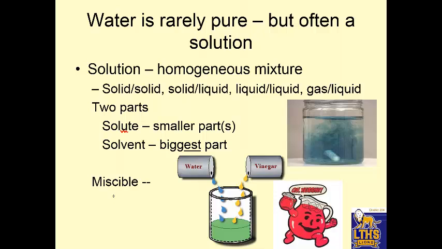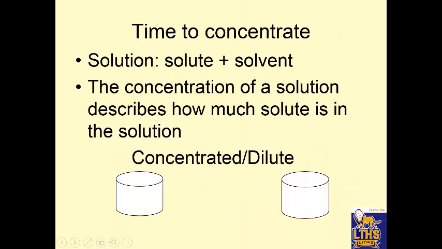Okay, miscible is when 2 liquids can mix. So water and vinegar, when you mix them, it's 2 liquids, so they're called miscible. Kool-Aid, solution. Oh yeah. Okay, so we need concentration. How do we describe a solution? Well, we have the solute and the solvent, but the concentration describes how much solute is in there. You can have a concentrated solution with a lot of solute, or you can have a dilute solution with a little bit of solute.